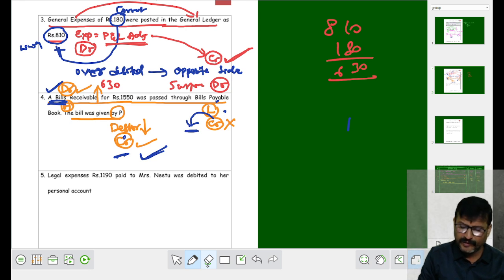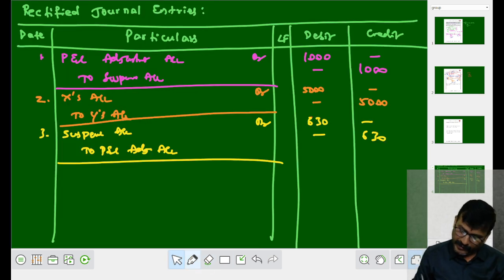Is it necessary to use P and L suspense anywhere? No, asset, liability, asset does not. We should not use our P and L adjustment account. Shall we write the entry, my dear student?